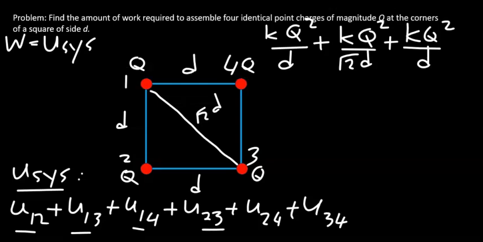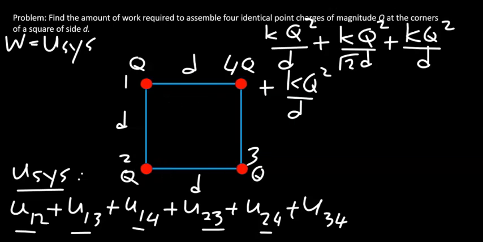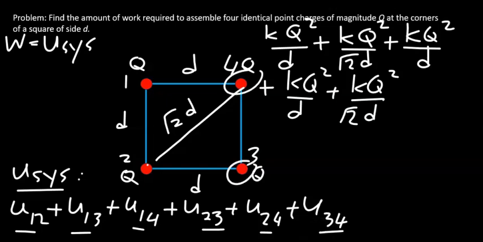Now 2, 3, this charge and that charge, will give you another term, KQ squared over D. 2, 4, that's these two charges. The separation distance is square root 2 times D, so the term is KQ squared over square root 2 times D. And finally, U3, 4, this charge and that charge, will give you KQ squared over D.